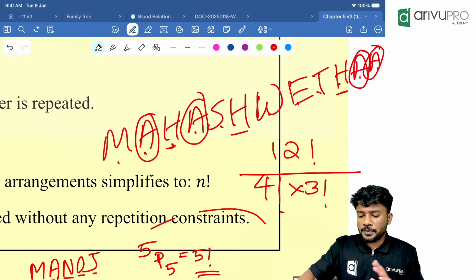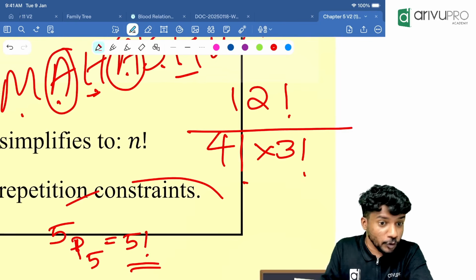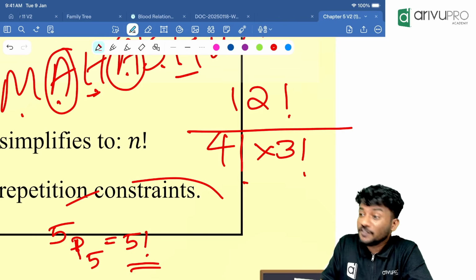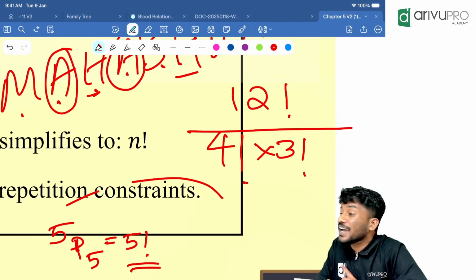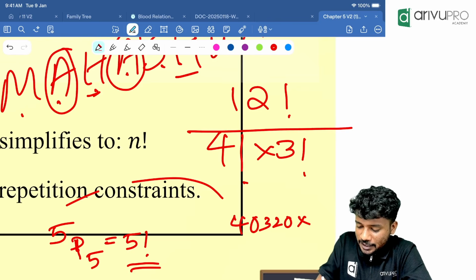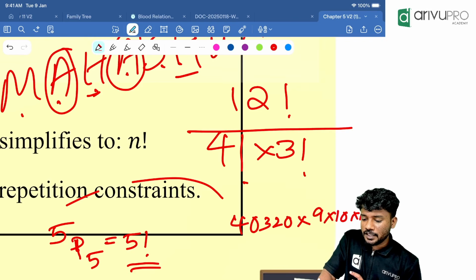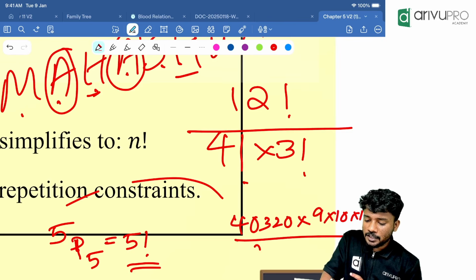No, nothing is repeated. Now people, first of all, you should know what 12 factorial is. But do you know the value by heart? No. We know 8 factorial. How much is 8 factorial? 40320. So 8 factorial into 9 into 10 into 11 into 12, divided by 24, divided by 6.